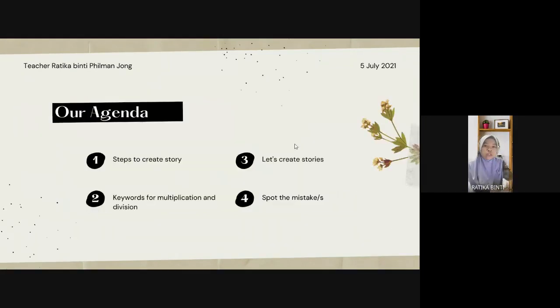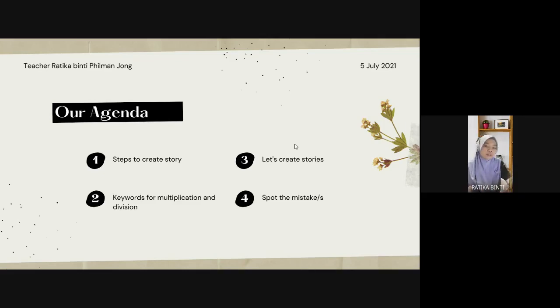Okay, so today what we are going to do first is we are going to revise on the steps to create story, and then I'm going to introduce you to the keywords for multiplication and also division, and then we are going to create stories. I'm going to create two stories, and the other two you need to do it by yourself and you need to present. Okay, and the last one is we are going to spot the mistakes. Okay, I'm going to give you a story and then you spot what is or are the mistake for the story given.